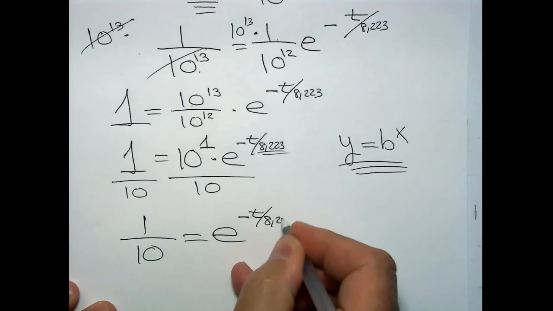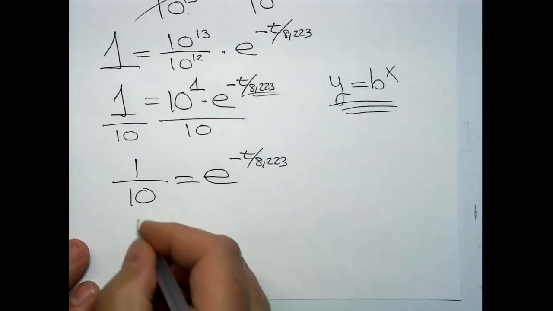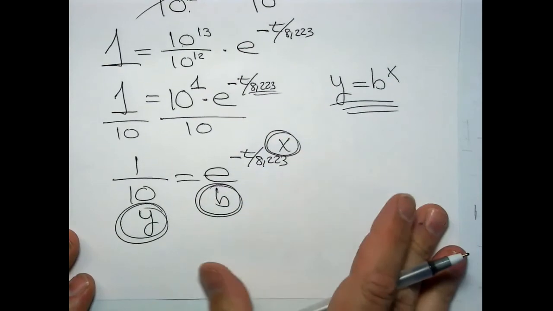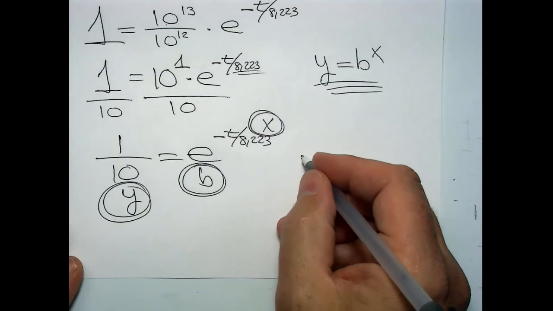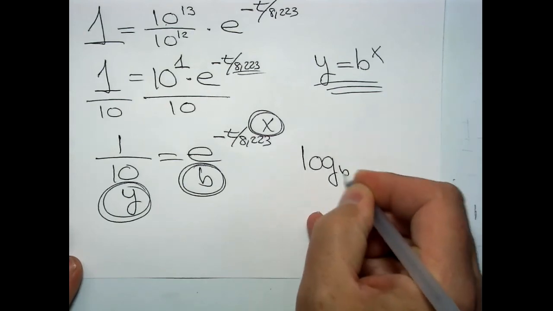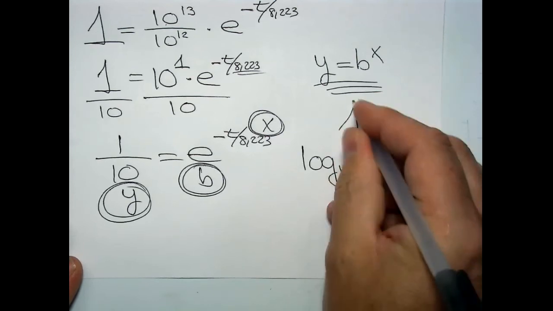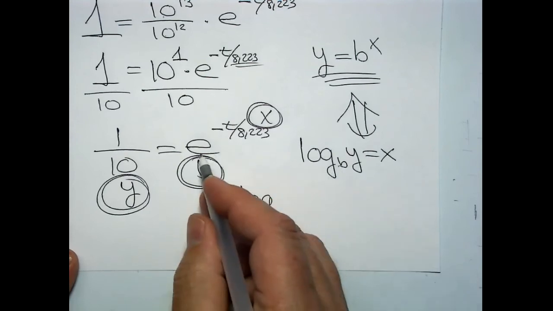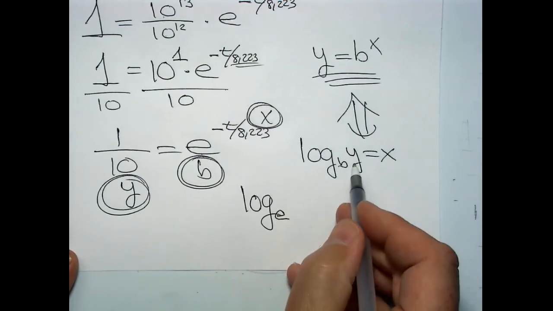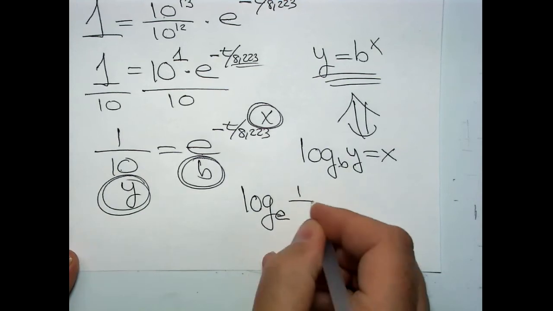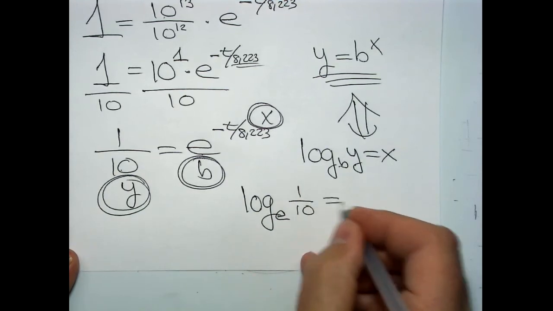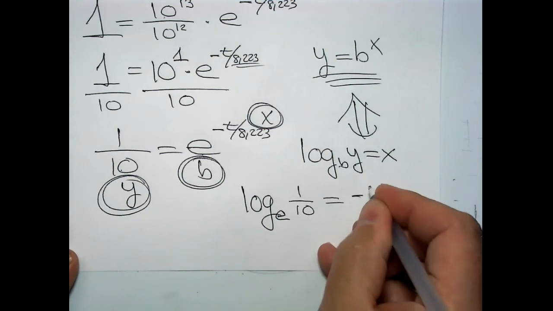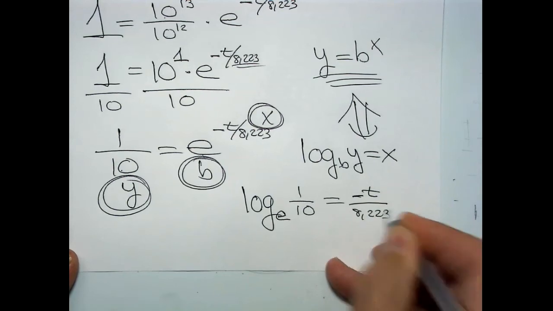Well, I think we have a pretty good exponential equation right now. I'd call this my y, this my b, this my x, and I want you to rewrite it as a logarithm. The log base b of y equals x. We know these two are interchangeable, right? We've done that in class. So we've got the log base b. Well, today, that's base e of y. That would be right here, 1/10, equals x. Now, x for exponent is the whole package right there, minus t over 8,223.